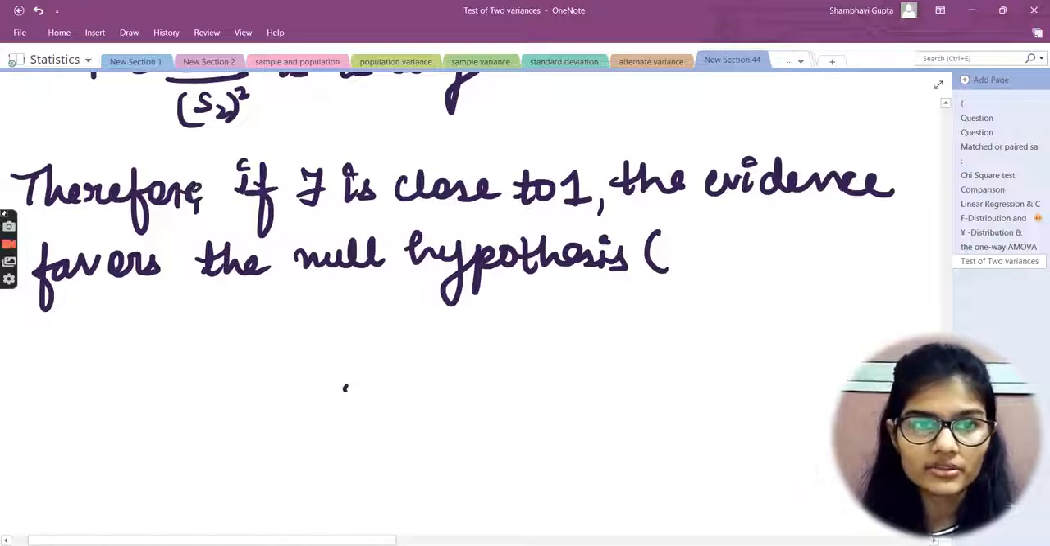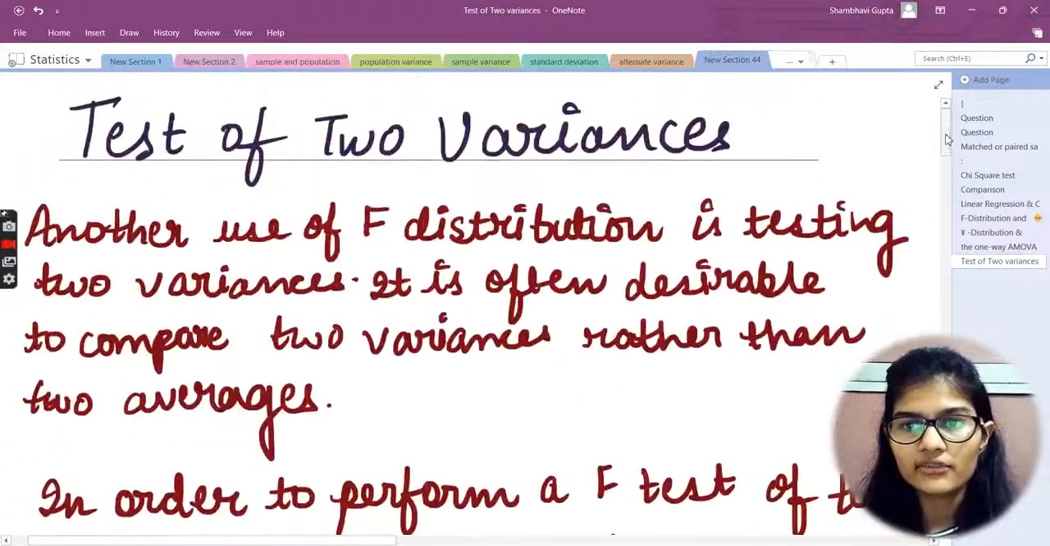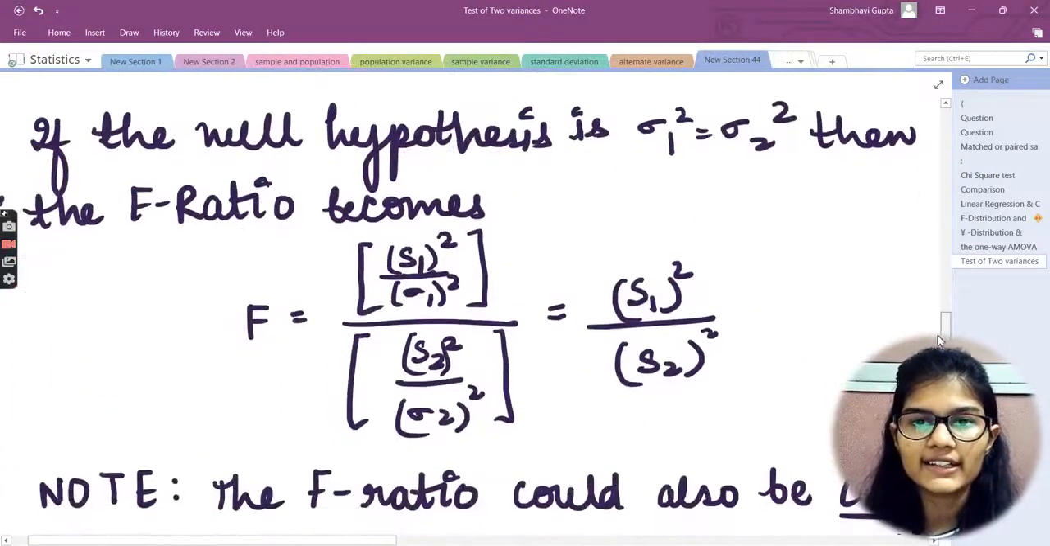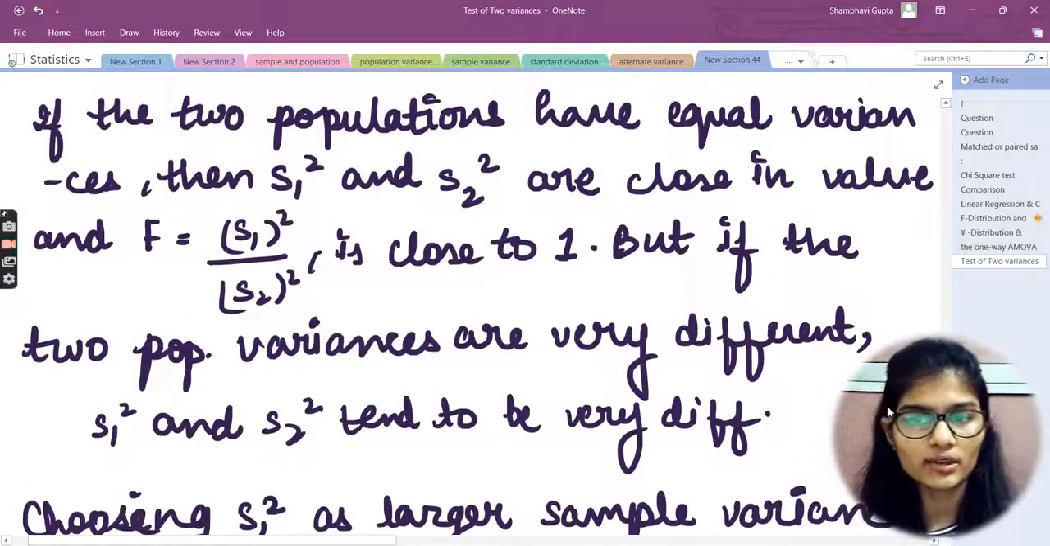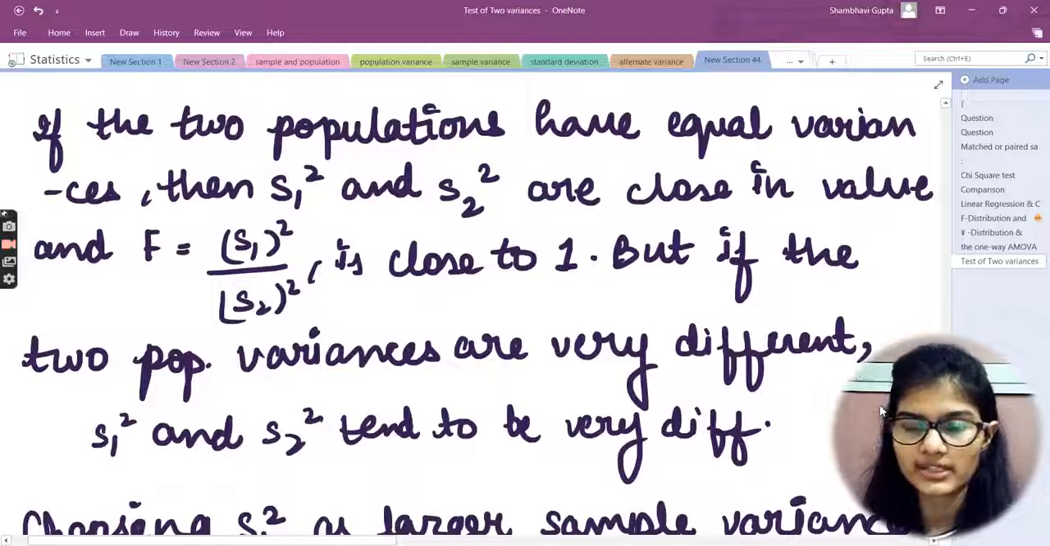Fine, so I hope I am very clear with all the things I just mentioned regarding whatever we have studied, what conditions we applied, and if S1 is this and S2 is this, what will happen and all those things. Hope I am very clear with that, right?